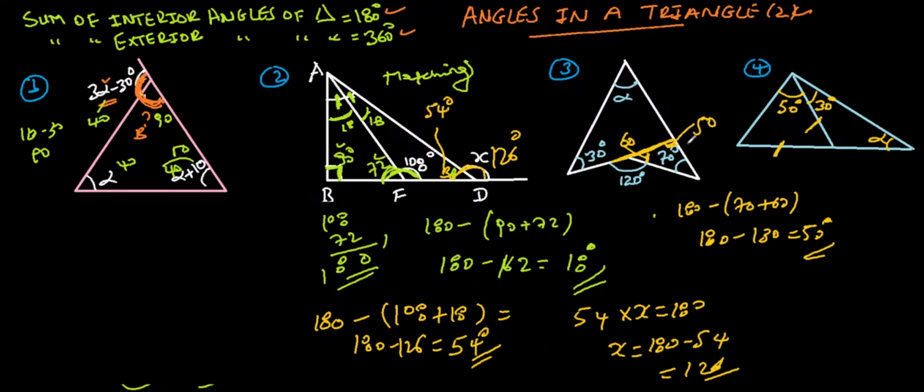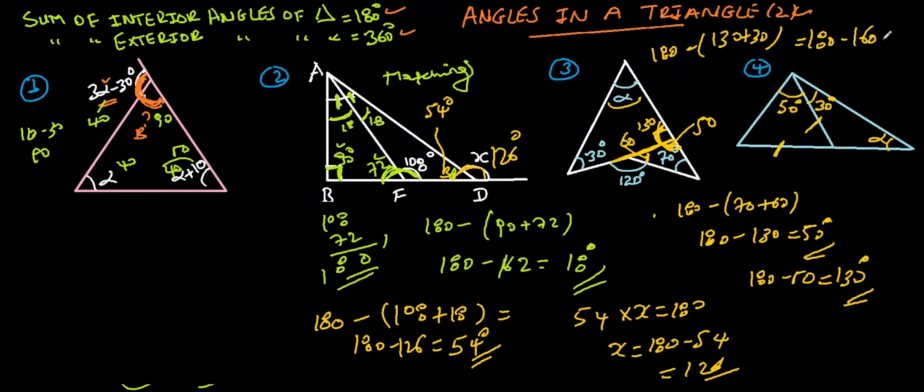If this one is 50 degrees, you can find this value. Totally it will be 180 degrees, so 180 minus 50 is 130. So this one is 130 degrees. Then for this one, totally 180 minus 130 plus 30, that is 180 minus 160, which is 20 degrees. So this one is 20 degrees.